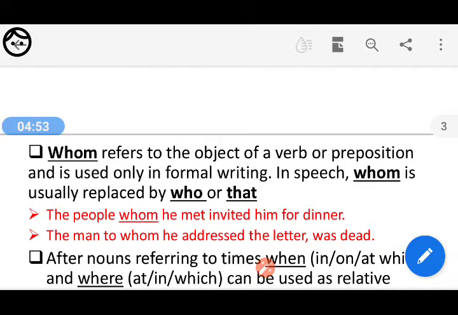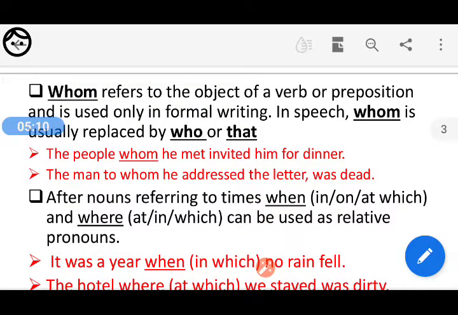You see these two examples given in red. The people whom he met invited him for dinner. The man to whom he addressed the letter was dead. Now you see, after a noun referring to time or place, we can use when, in, on, at, which, and where. When and where, at, in, which can be used as relative pronouns.